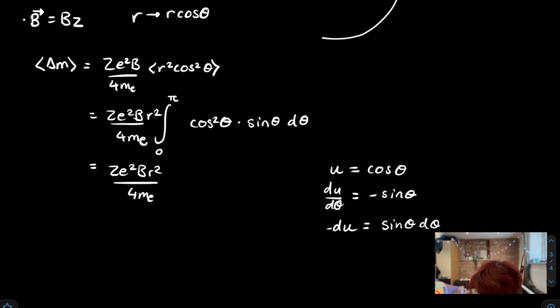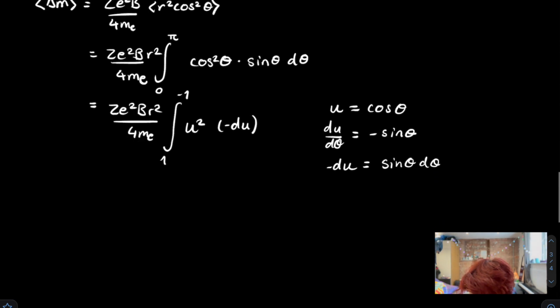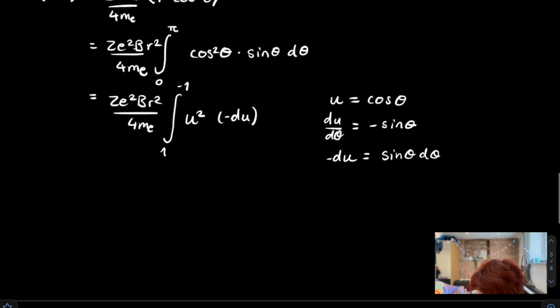So let's go ahead and transform this integral in terms of u. The limits are going to change, and if we get at theta equals 0, we get that u is equal to 1, so therefore we write the lower limit as 1, and when theta is equal to pi, we know that u is equal to minus 1, so we get this is minus 1 right there. This is just going to be u squared, and we're going to get a minus du right here.